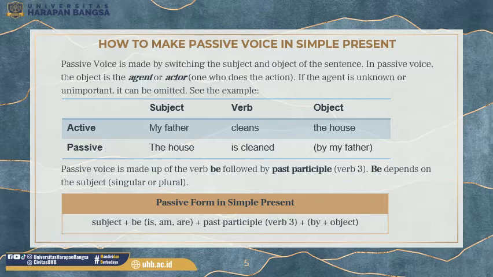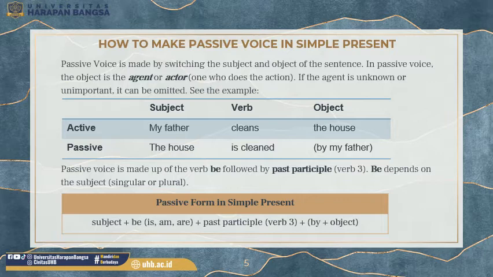Kita lihat yang contoh di tabel tadi ya. The house is cleaned by my father. Subjeknya adalah the house. Berarti subjeknya tunggal. Karena tunggal, maka kita pakai to be yaitu is. Kemudian kita pakai verb 3 atau past participle. Kita lihat di kalimat aktif verbnya adalah clean ya. Maka kita ubah clean menjadi past participle atau verb ketiga.